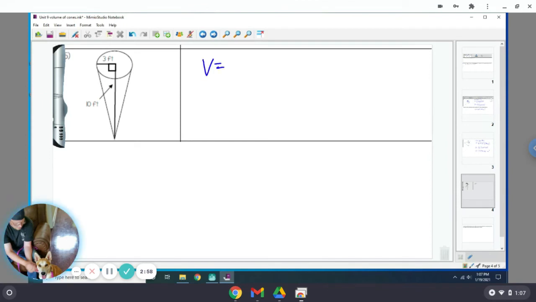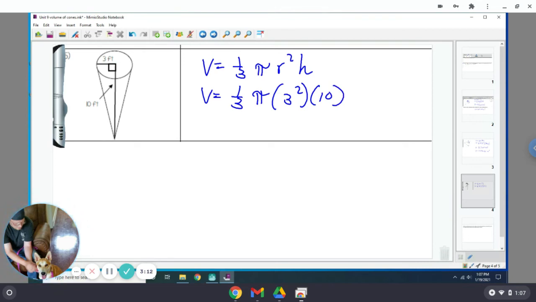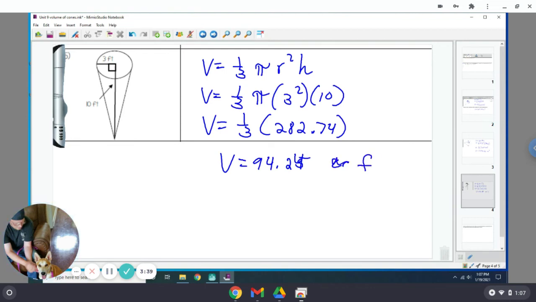So it'd be V is equal to 1/3 pi radius squared times the height. The radius is 3 and the height is 10. So in my calculator, I'm going to do pi times 3 squared times the height of 10, which is 282.74, and then divide that by 3, and you get 94.25 feet cubed.